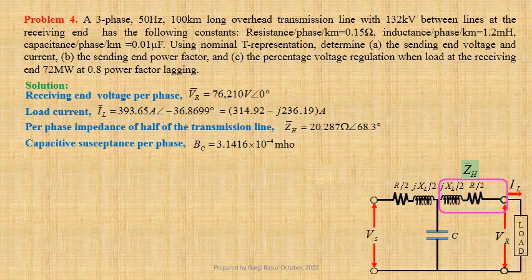Let us now calculate capacitor voltage per phase. Vc equals VR plus IL into ZH.